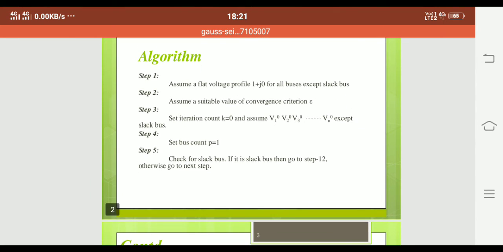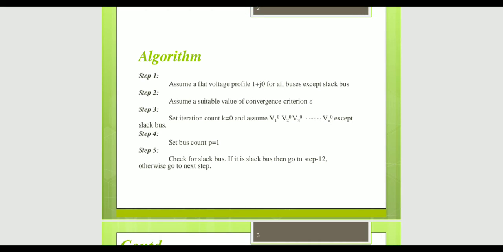So in the first step, to solve a load flow equation by using Gauss Seidel method, you need to assume a slack bus voltage, that is where the value of slack bus is considered as 1 plus j0. In the second step, you need to have a suitable value of convergence criteria, that is nothing but the value of sigma. And in the third step, you need to set the value of iteration, where the iteration is denoted by a letter k, you need to set the value of k as 0 at the earlier, and in the next step you need to set the value of bus count, that is nothing but p as some value.